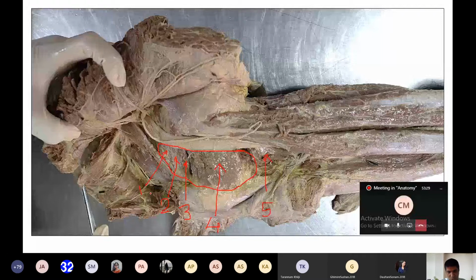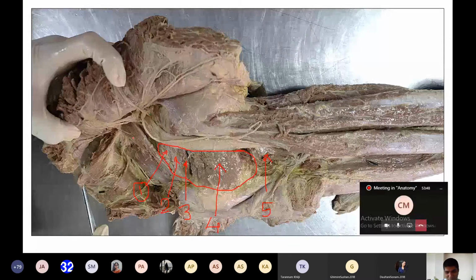Identify number 1, 2, 3, 4, 5, like this we can ask. So can you identify number 1? Any one of you can contribute the answer, if you know. If not, then I'll tell. What is number 1? Superior gemellus.